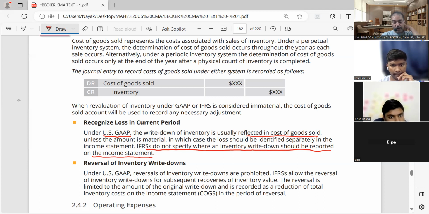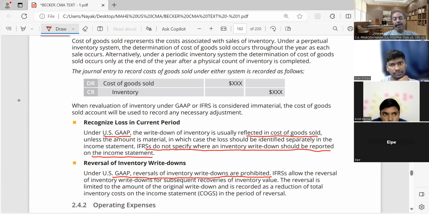Reversal of inventory write-downs. Under US GAAP, reversal of inventory write-downs are prohibited. That means in the current year, you reduce the value of your stock. You reduce the value of your inventory. In the subsequent year, you feel that the value of the inventory has increased. So then can we change? Because we are having cost or market price, whichever is less.